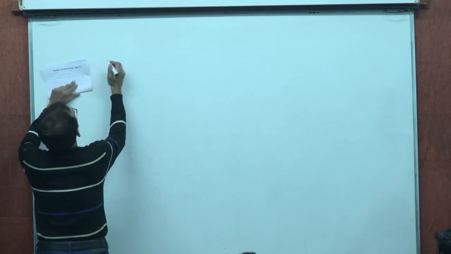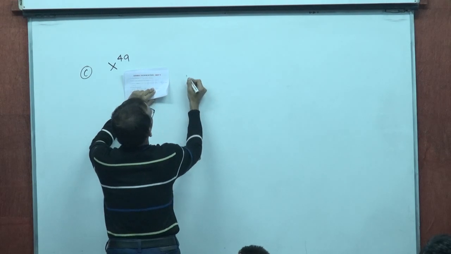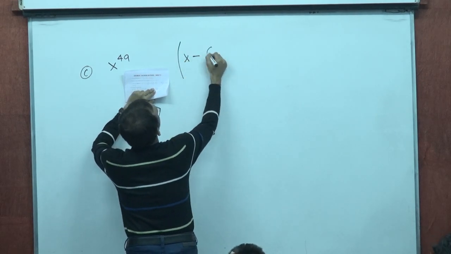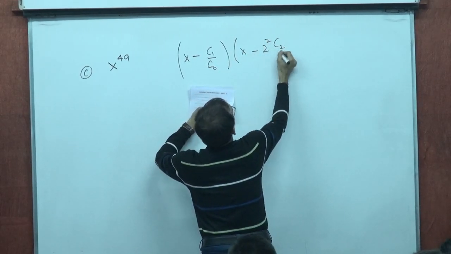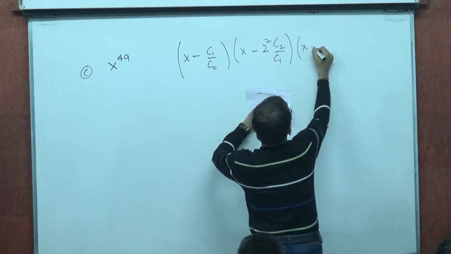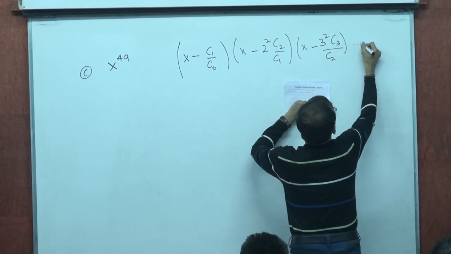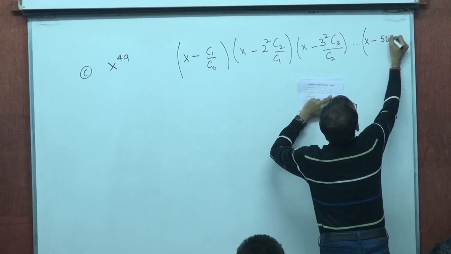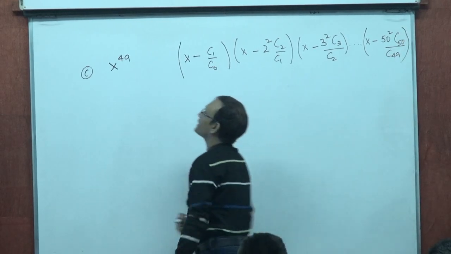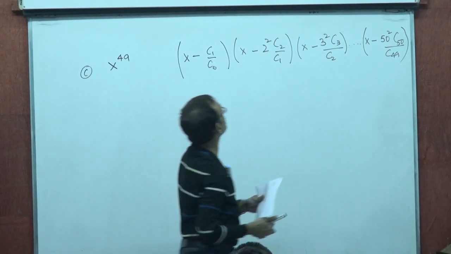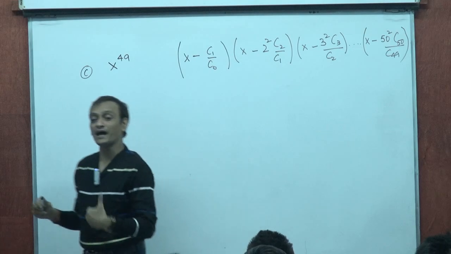We next want to find the coefficient of x power 49. In problem 1C, we want to find the coefficient of x power 49 in (x minus C1 by C0) into (x minus 2) squared C2 by C1 into (x minus 3) squared C3 by C2 into ... (x minus 50) squared C50 by C49. We want to find the coefficient of x power 49 when I multiply this out. These are 50 factors, as you can see.